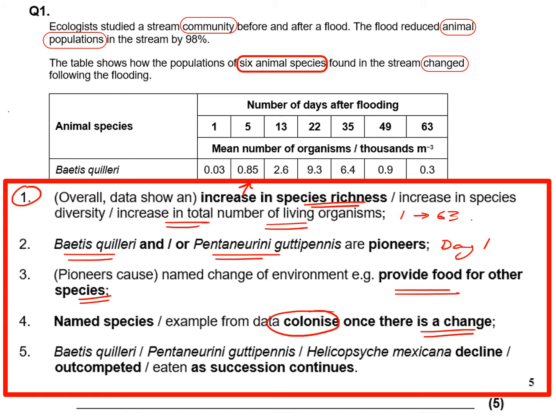Now, remember, we're not allowed to talk about plants here. These are not plants. These are animals. You then need to give an example of how one of the species or more might be outcompeted. So they might be eaten as succession continues, or they might be outcompeted. So that is one example of where the species numbers go down, because we've had a nice example of where species numbers go up, and individual numbers within those species go up.